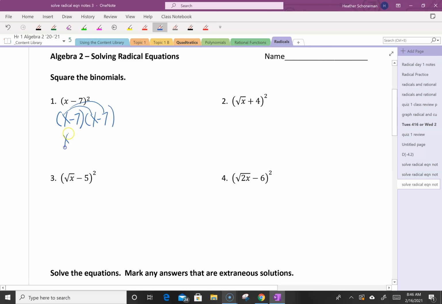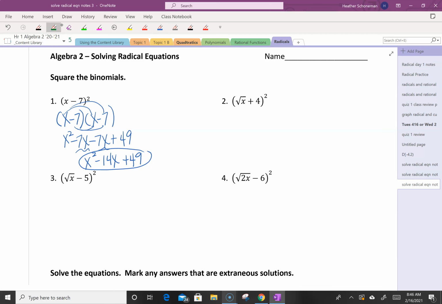And now we're going to distribute, so I get x squared minus 7x plus 49. Combine the terms in the middle, and there's your final answer. Now, number 2 looks different, but it's the exact same thing. So we're going to write it out twice. So the square root of x plus 4 times the square root of x plus 4.